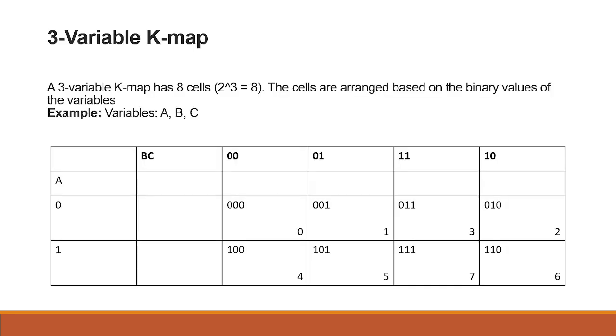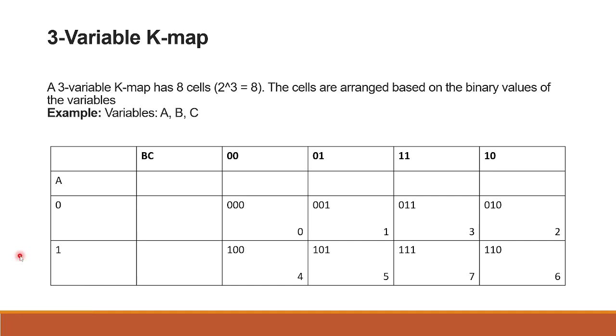Karnaugh three variable K map. K stands for Karnaugh, so we will use the short form of Karnaugh map here, K map. A three variable K map has 8 cells. How do we calculate these 8 cells? 2 raised to power 3, which is equal to 8. If there are 4 variables, then there will be 16 cells. How? 2 raised to power 4, which is equal to 16, and so on. These cells are arranged based on the binary value of variables.